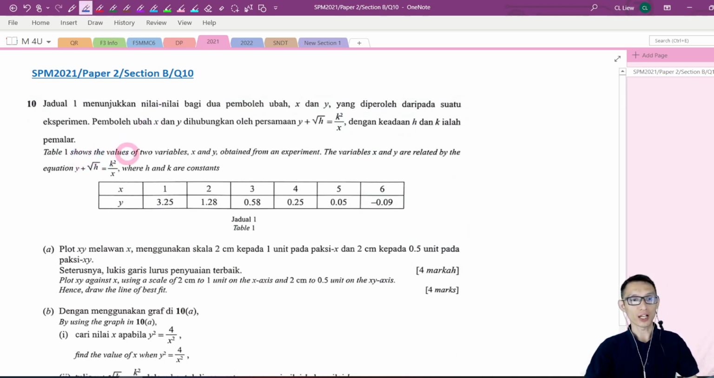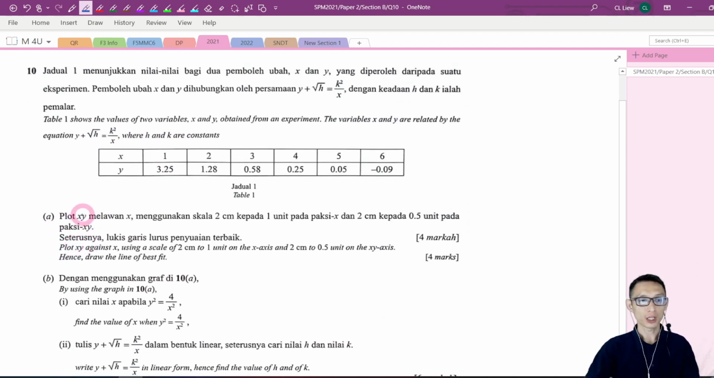Table 1 shows the value of two variables x and y obtained from an experiment. The variables x and y are related by the equation shown, where h and k are constants. So for the first part, we want to plot xy against x. It means that the vertical axis is xy and the horizontal axis is x.